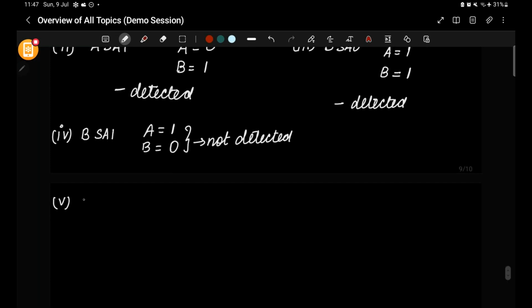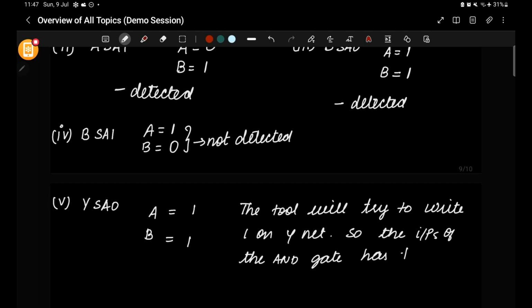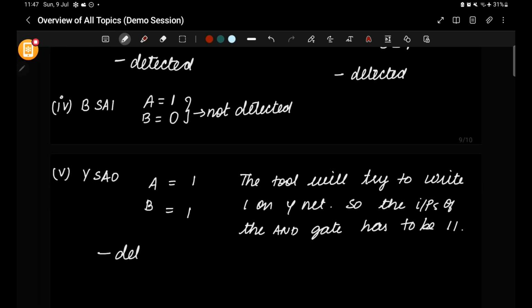Then the same way, Y stuck at 0. Assume a fault and give the opposite value. So the tool will try to bring one value at Y. If the tool has to bring one value at Y, then at the inputs A, B the tool has to write 1, 1. So the tool will try to write 1 on the Y net, so the inputs of the AND gate have to be 1. So the 1 1 pattern is there, and hence this is also getting detected.